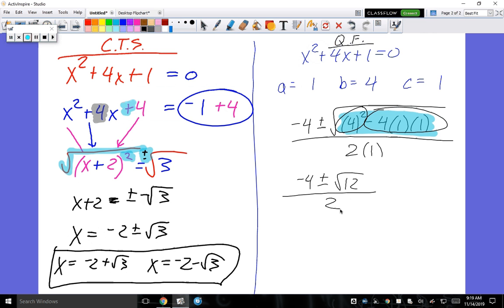Zach, what would I do from here? Well, there is a plus and minus right now. Okay, I got you. So negative 4 plus the square root of 12 over 2, and negative 4 minus root 12 over 2. Casey, where do I go from here? Because I want to simplify it as low as possible.